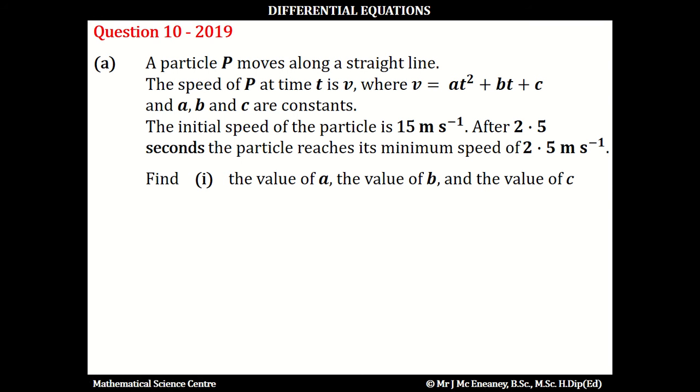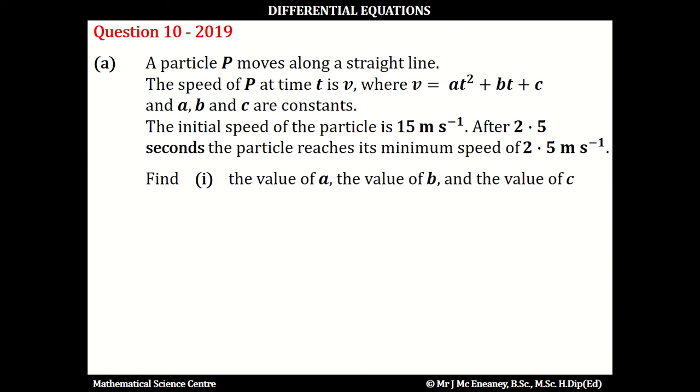Question 10, 2019, Part A. A particle P moves along a straight line. The speed of P at time t is v, where v equals at squared plus bt plus c, and a, b and c are all constants. The initial speed of the particle is 15. After 2.5 seconds, the particle reaches its minimum speed of 2.5 meters per second.